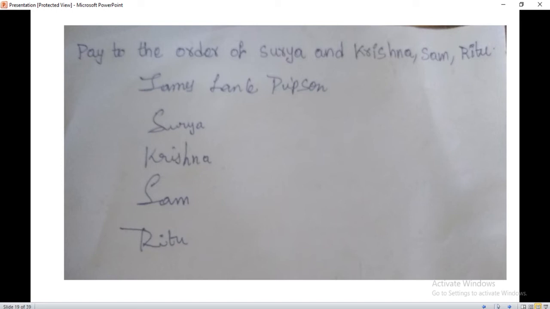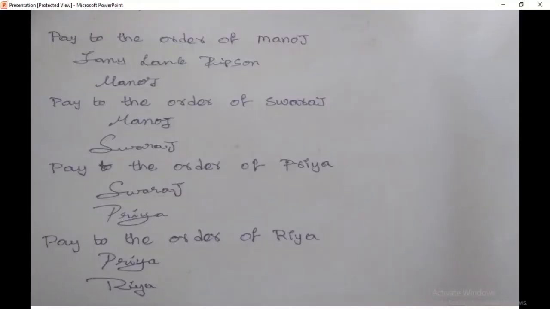See this slide carefully. In this manner, we can transfer one check to many persons. Mr. James transferred to Manoj after his endorsement. After that, Manoj transferred this check to Swaraj after his endorsement. Manoj also transferred to Priya after her endorsement. After that, Priya transferred to Riya after her endorsement.